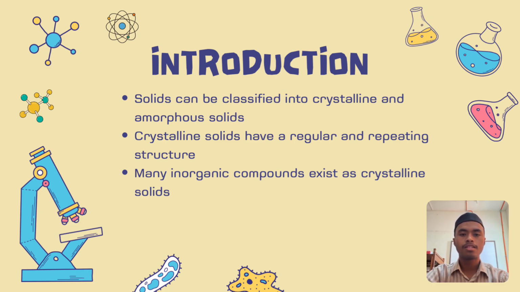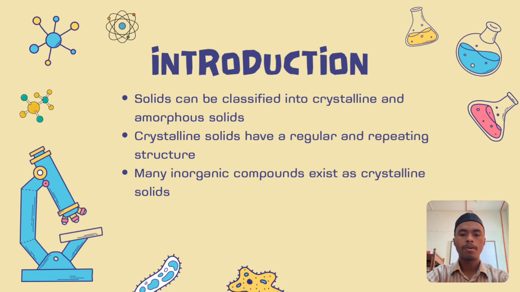Now, this part shows about the introduction to our topic. In general, solids can be classified into 2 main types, which are crystalline solids and amorphous solids. The main difference between these 2 types lies in the arrangement of their particles. Crystalline solids have a regular and repeating atomic structure, where the atoms or ions are arranged in an orderly pattern throughout the solid. Because of this regular arrangement, crystalline solids usually have well-defined shapes, sharp melting points, and consistent physical properties. On the other hand, amorphous solids do not have a regular arrangement, and their particles are arranged randomly. However, in this presentation, we will focus more on crystalline solids.